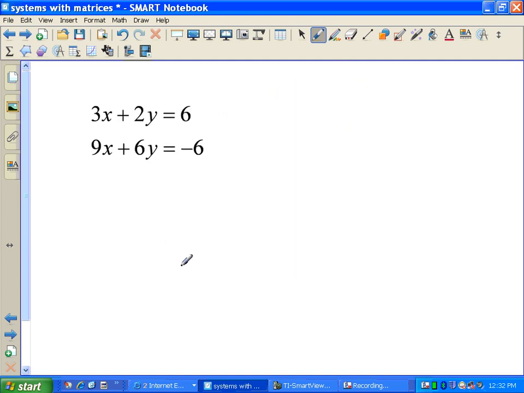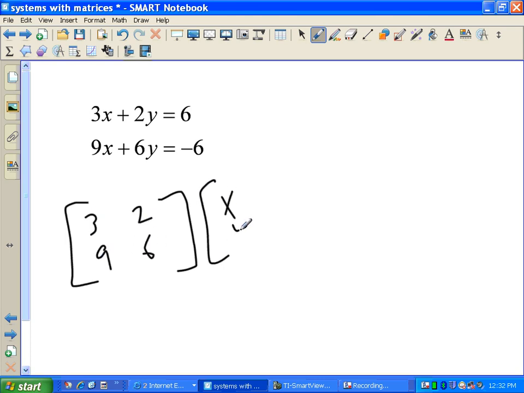Do one more. I think we got time to do that. Okay, just to get you into the habit, we do coefficient matrix 3, 2, 9, 6. Our variable matrix x, y equals our constants 6, negative 6, as we go. Easy enough to deal with.